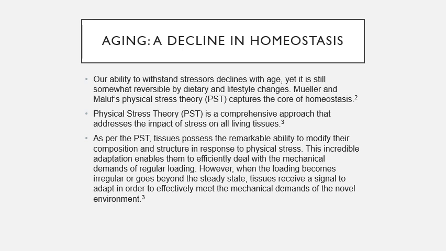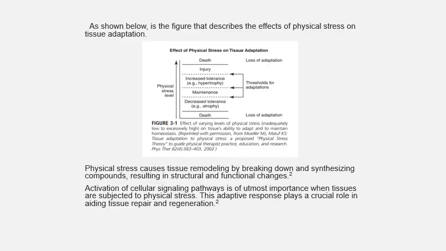However, when the loading becomes irregular or goes beyond the steady state, tissues receive a signal to adapt in order to effectively meet the mechanical demands of the novel environment. Moving ahead, as shown in the figure, it describes the effect of physical stresses on tissue adaptation. So the physical stress causes tissue remodeling by breaking down and synthesizing compounds, resulting in structural and functional changes. Activation of cellular signaling pathways is of utmost importance when tissues are subjected to physical stress. This adaptive response plays a crucial role in aiding tissue repair and regeneration.